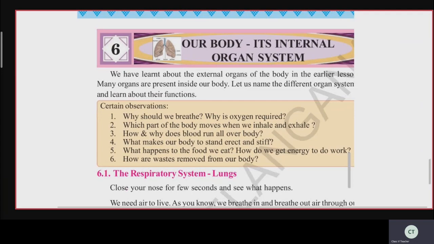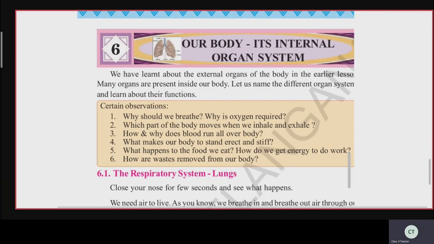Which part of the body moves when we inhale and exhale? How and why does the blood run all over the body? Okay, children, which part of the body moves when we inhale and exhale? Which part of the body? The chest part is moving. Why is it moving? What is there in that?